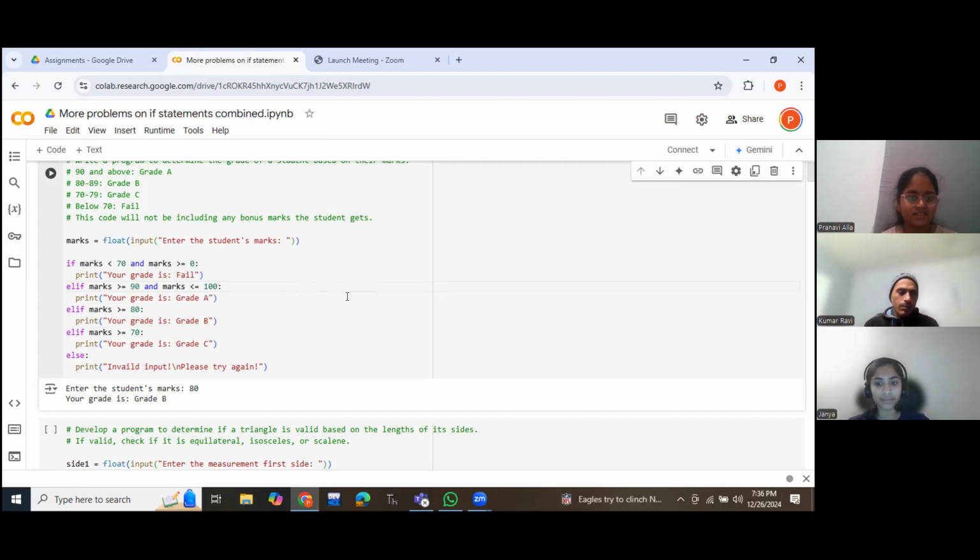If you put by mistake marks greater than or equal to 70 before marks greater than or equal to 80, if you change the order, then your result will be wrong. I think I should move this line underneath 70, then I'll not get any wrong answer. No, this is also not a wrong answer. This is correct only. The only thing is, if you change the order of the second, third, and fourth else if, any one of them, then your result will be wrong.